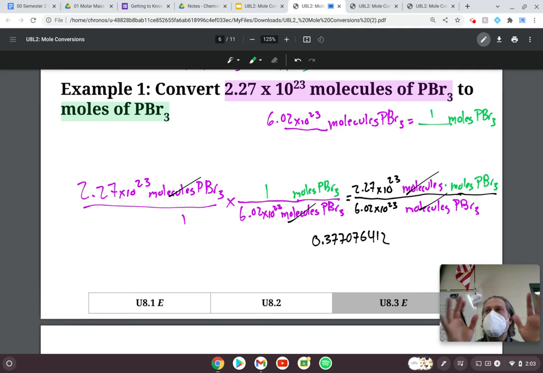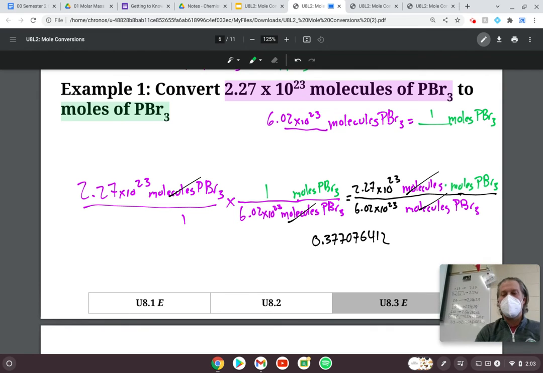If you got something different than that, for example, you might have gotten 3.77 times 10 to the 46th or 45th or something like that, that tells me that you did not put this into your calculator correctly. And so in order to put it in your calculator correctly, we have to follow the appropriate steps.